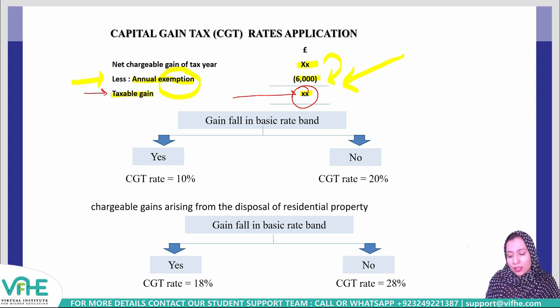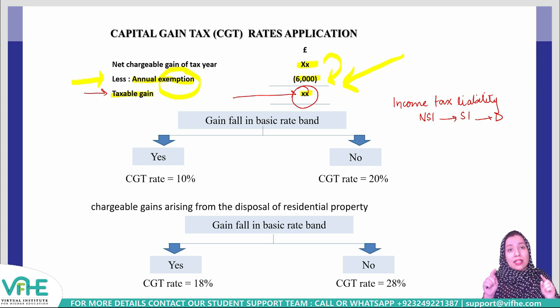Surprisingly, as you already know, when we calculate income tax liability, we tend to use the basic rate band, higher rate band, and additional rate band. And what is the sequence? We start with non-savings income, then we move to savings income, and afterwards we move to dividend income. And similarly, once the dividend income is taken into account for computing income tax liability, whatever band is left is going to be utilized for calculating capital gains tax liability.